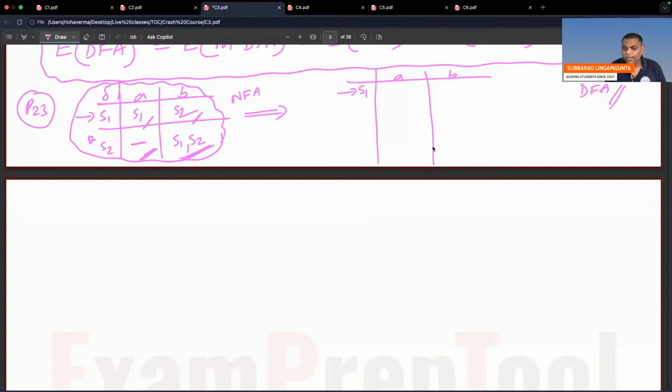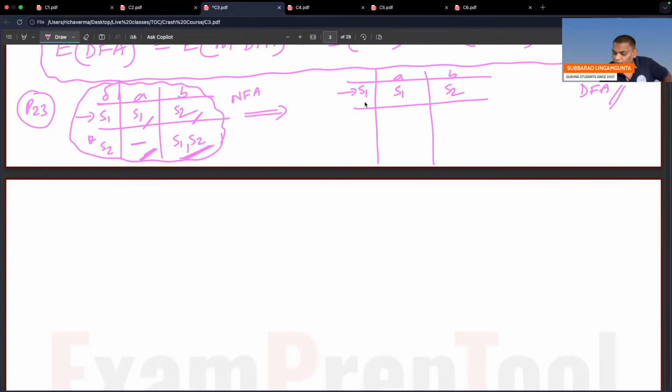In the NFA, S1 on A, where are you going? S1, no issue. If one person is coming, no issue. DFA is saying, I also don't have any issue. Next one, S1 on B, where are you going? Every time you have to see the NFA, because you are doing NFA to DFA. So the DFA will get the information from the NFA. See that. S1 on B, where are you going? S2, no issue. So till now, no problem.